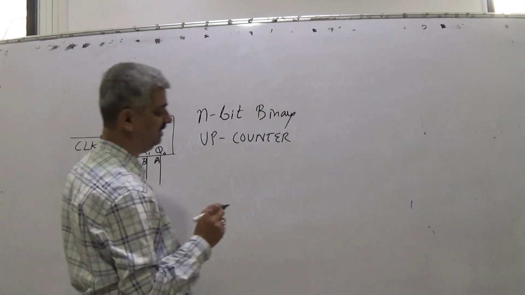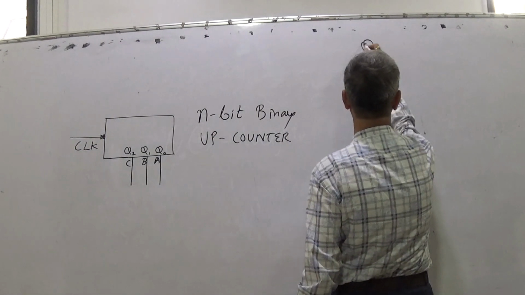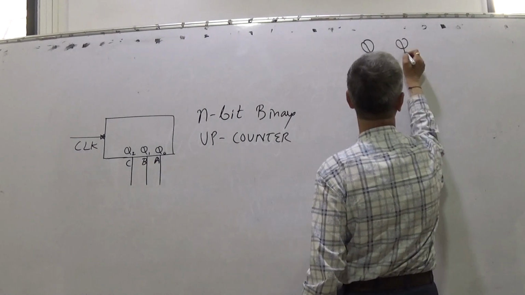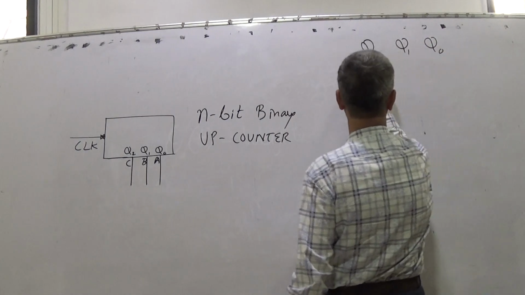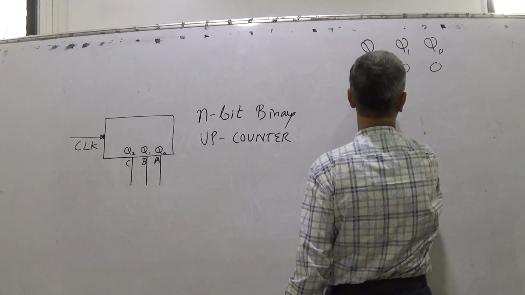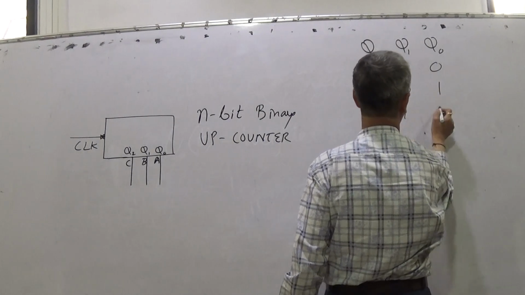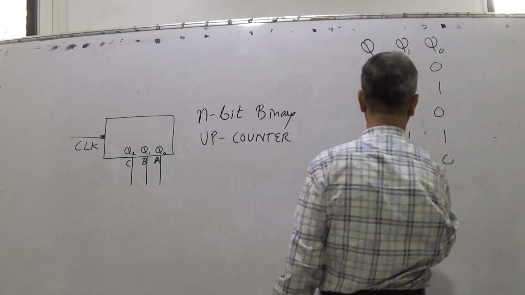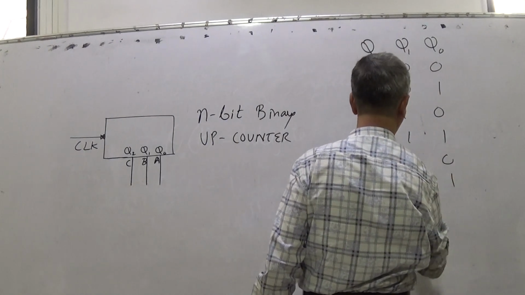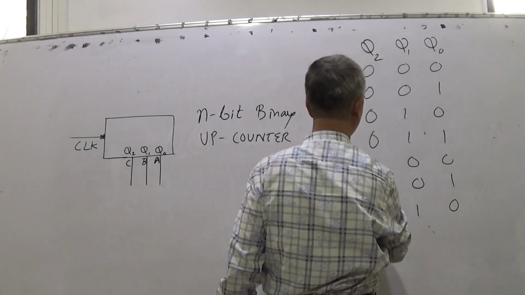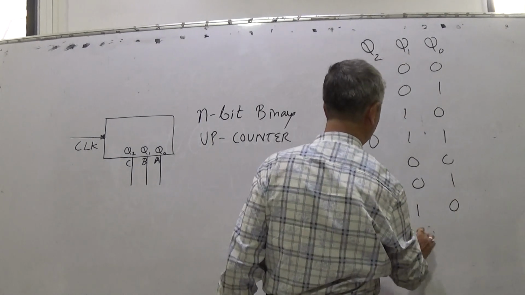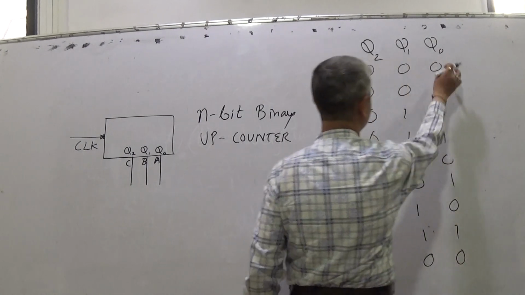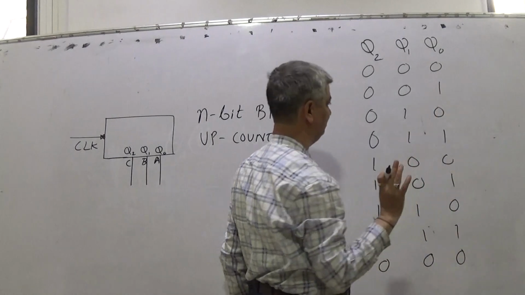So if you want to design a 3-bit counter, I write the states with outputs Q2, Q1, Q0. The states are 0, 0, 0, then 0, 0, 1, then 0, 1, 0, 0, 1, 1, 1, 0, 0, 1, 0, 1, 1, 1, 0, 1, 1, 1, and then you also write 0, 0, 0 again. Current state and next state, like this.